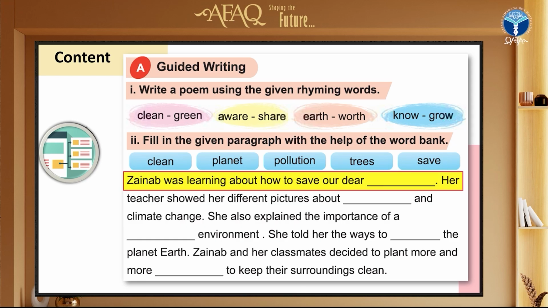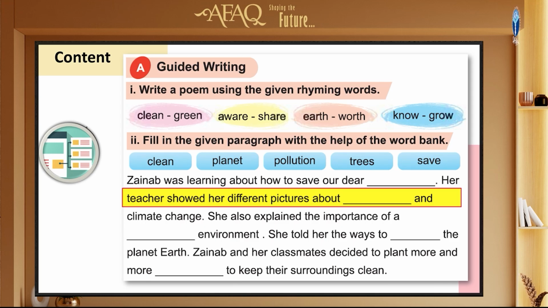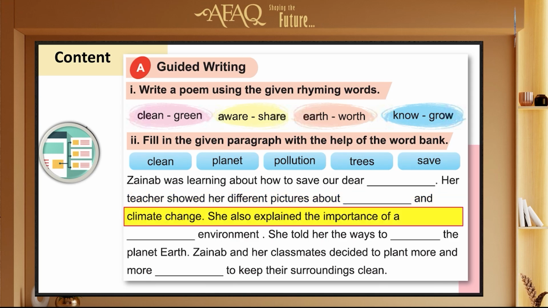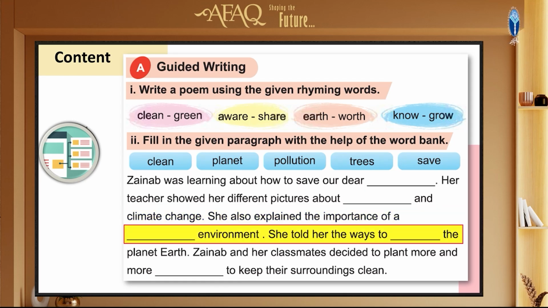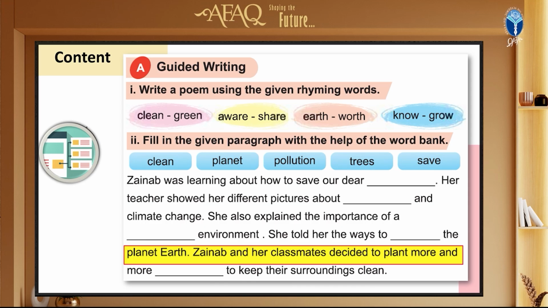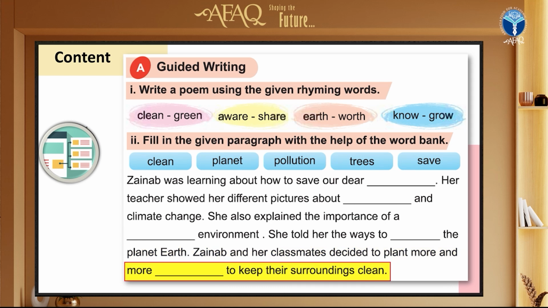Zainab was learning about how to save our dear dash. Her teacher showed her different pictures about dash and climate change. She also explained the importance of a dash environment. She told her the ways to dash the planet Earth. Zainab and her classmates decided to plant more and more dash to keep their surroundings clean. So you are going to fix the words given in the word bank in the spaces given below.